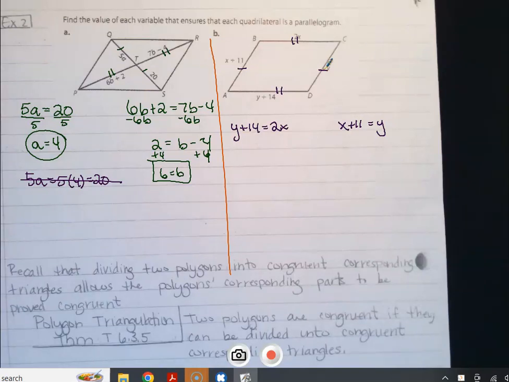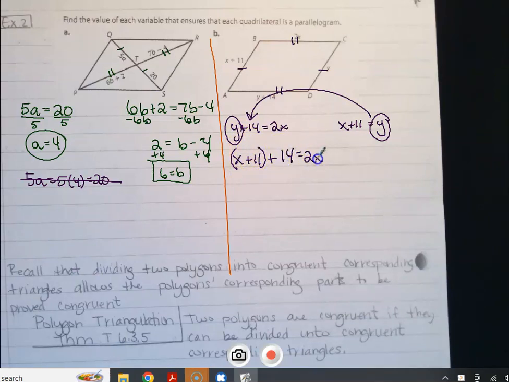Wait, let's do the x plus 11 equals y, and then we'll put that into the other equation. So you want to put this into this equation? Yeah, so it's substitution, remember, because it has y. We have a y here and a y here. So we're going to say x plus 11, that quantity we're replacing the y with, plus 14 equals 2x.